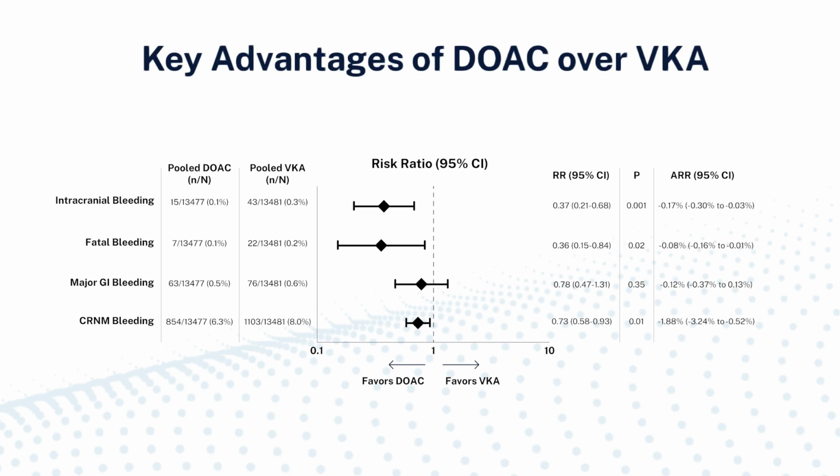Now, for major GI bleeding, we see that the point estimate is a little bit to the left of the line of unity, but that confidence interval crosses 1. So we would say there's probably no difference here. And for clinically relevant non-major bleeding, it is actually shifted in favor of a DOAC, a risk ratio of 0.73, so about a 26% reduction there as well.